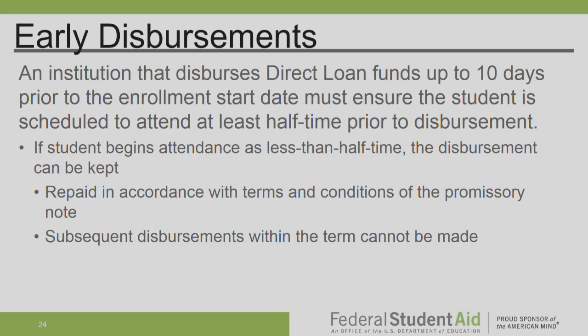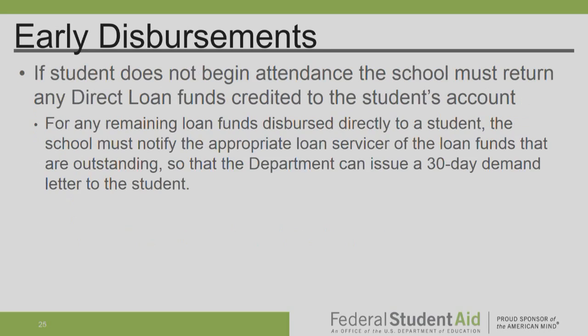All right, subsequent disbursements within that term cannot be made because they're now less than half-time. So that's not so bad. Now notice, though, my student was at least half-time. They did begin attendance in at least one class. Your next question, well, hold on, I disbursed the money, early disbursement, but they didn't begin attendance in any of my classes.